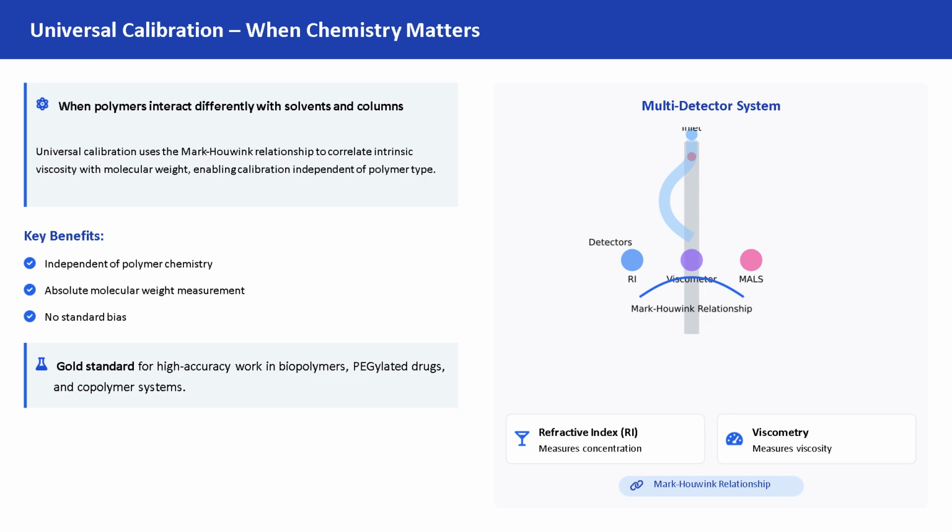When polymers interact differently with solvents or columns, traditional calibration can fail. That's where universal calibration steps in. It uses the Mark-Houwink relationship to link intrinsic viscosity with molecular weight, allowing calibration independent of polymer type. By combining detectors such as RI, viscometry, and MALS, scientists achieve absolute molecular weight with no bias from the standard's chemistry. This method is the gold standard for biopolymers, PEGylated drugs, and complex copolymers, where precision truly matters.